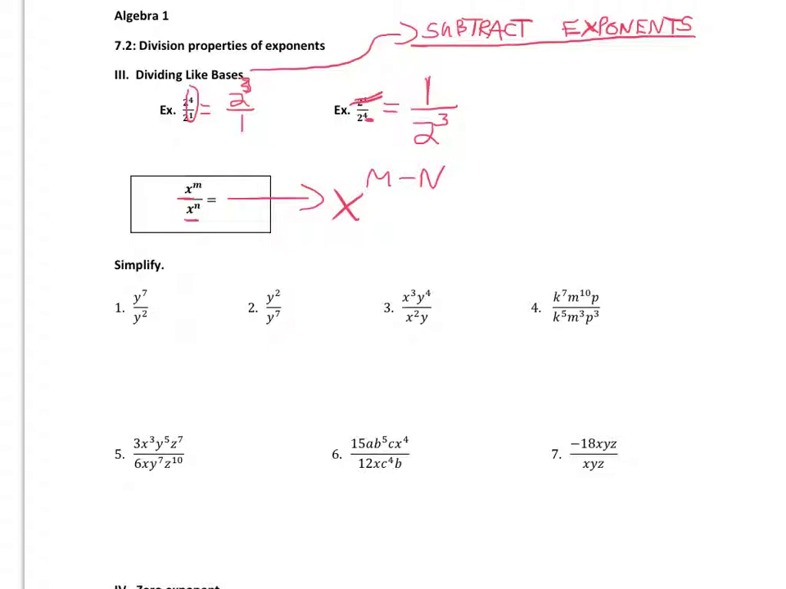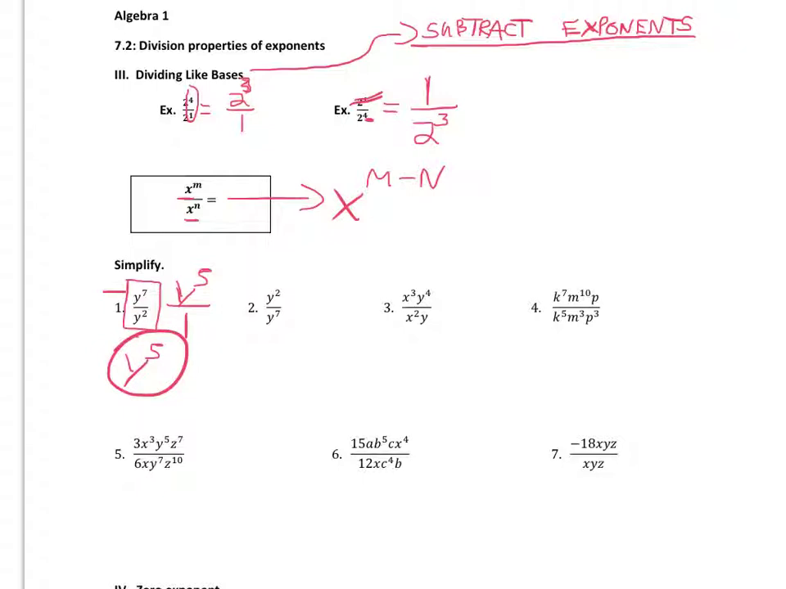Okay, I'm going to go over some of the next couple in this section. Number one, if we look at this, our base is y for each. So if I just do 7 minus 2, I get 5. Now the exponent's bigger here in the top, so it's going to be y to the 5th up top over 1. Now y to the 5th over 1 is the same as saying y to the 5th. So that's our answer.